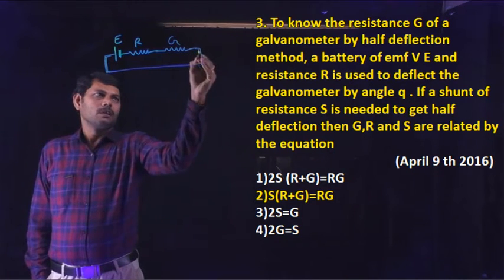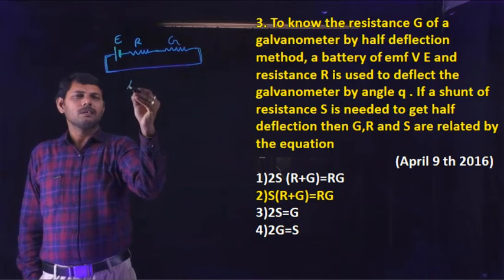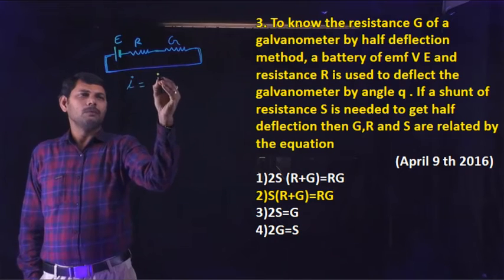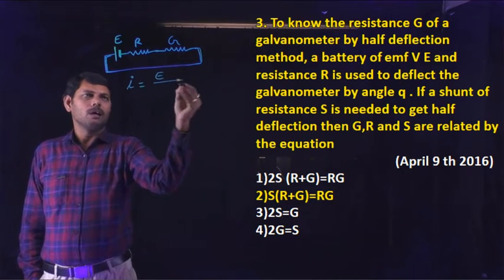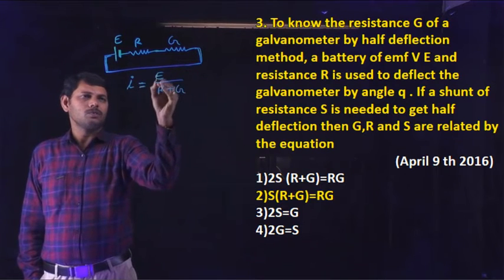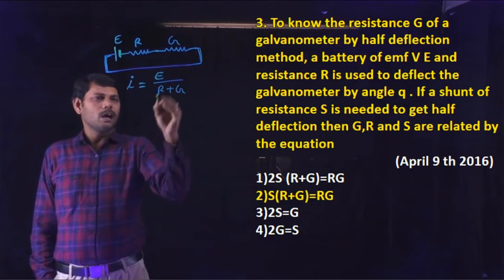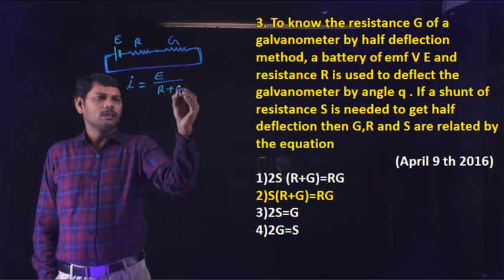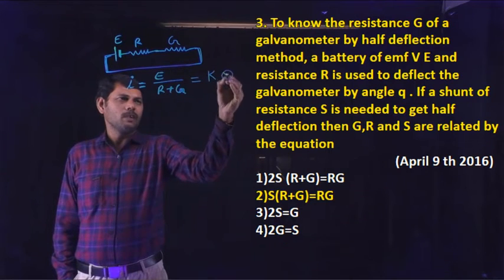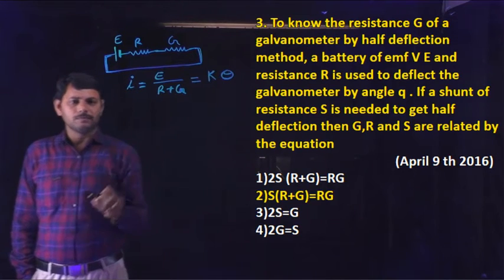Okay. For this, the current passing through it is I. By Ohm's law, I is equal to E by R plus Z. Let it be equal to K theta, where theta is the deflection. If you assume theta is the deflection, I is equal to K theta.